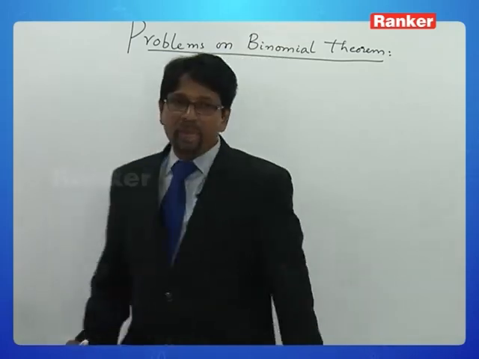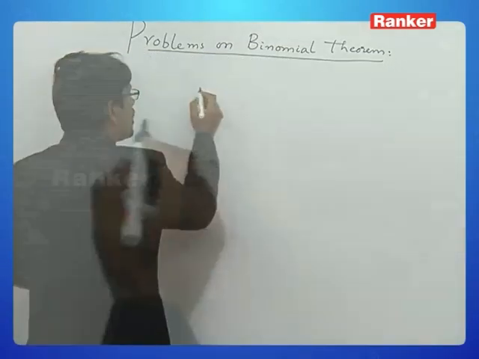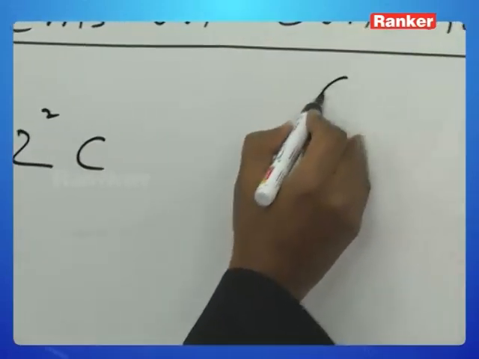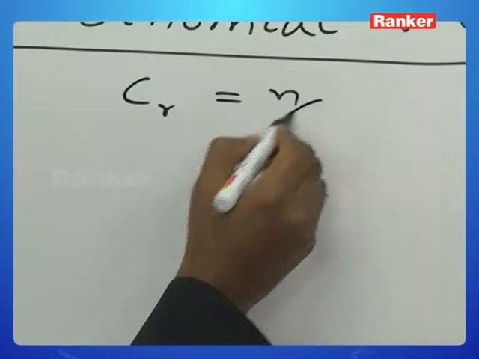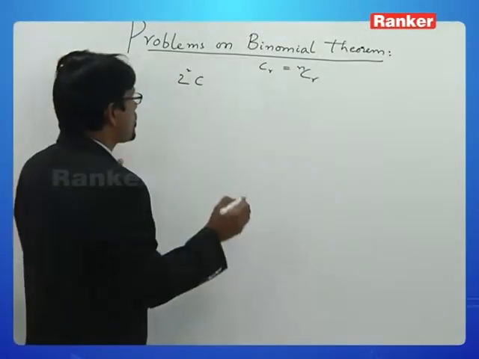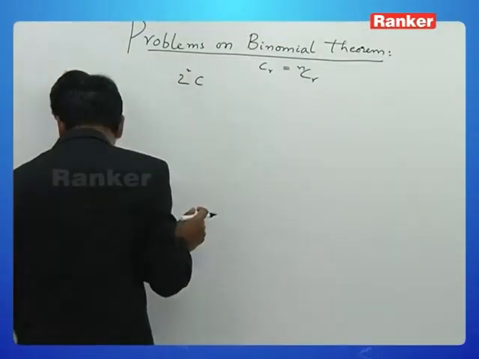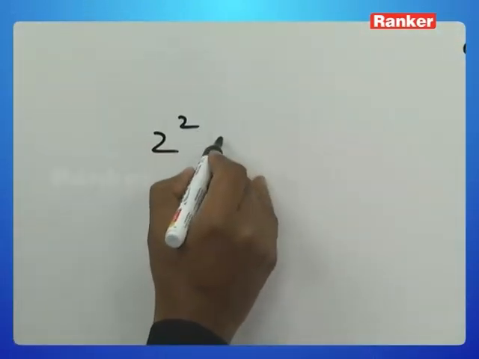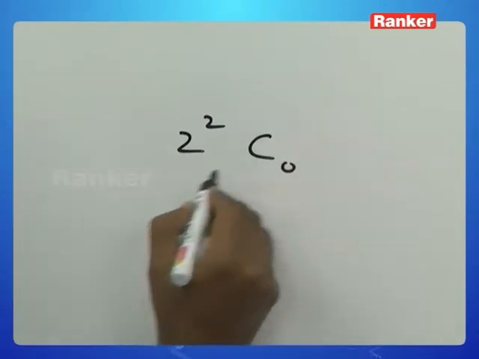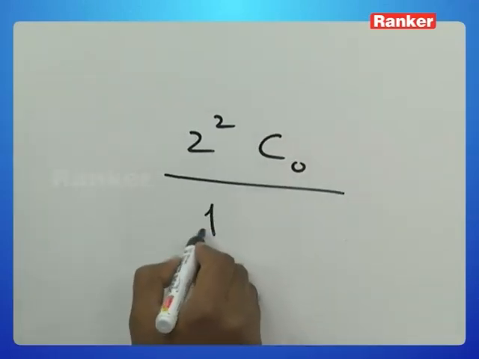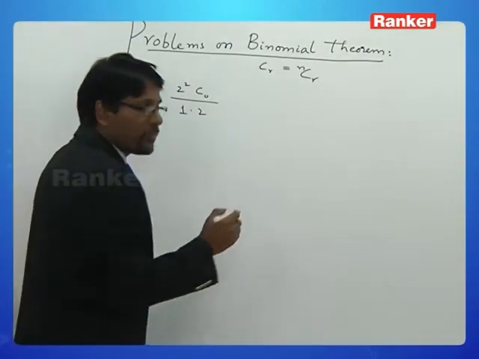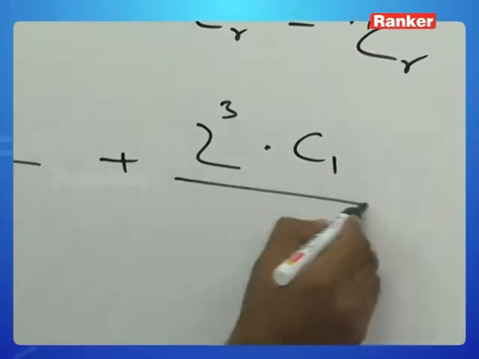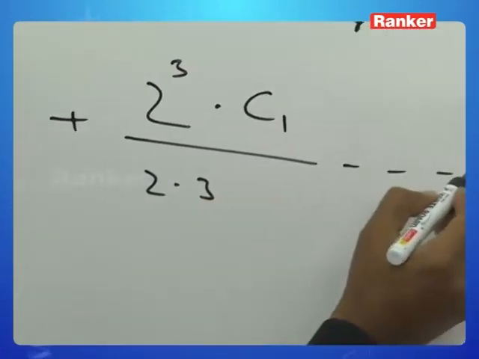Now, let's see the pattern here. It is 2 square into C0. We are abbreviating CR as nCr, so nC0. So 2 square C0 by 1 into 2, that is the first term. Second term is 2 cube C1 by 2 into 3. So on and so forth.